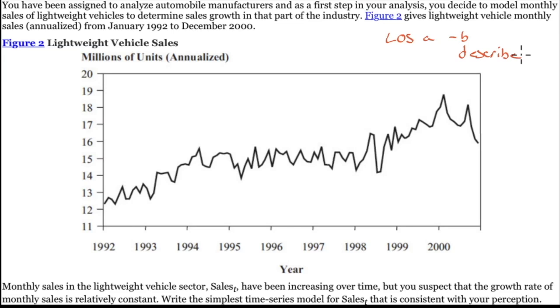So let's see what we have for question 3. You have been assigned to analyze automobile manufacturers, and as a first step in your analysis, you decide to model monthly sales of lightweight vehicles to determine sales growth in that part of the industry. Figure 2 gives lightweight vehicle monthly sales annualized from January 92 to December 2000. So here we go.